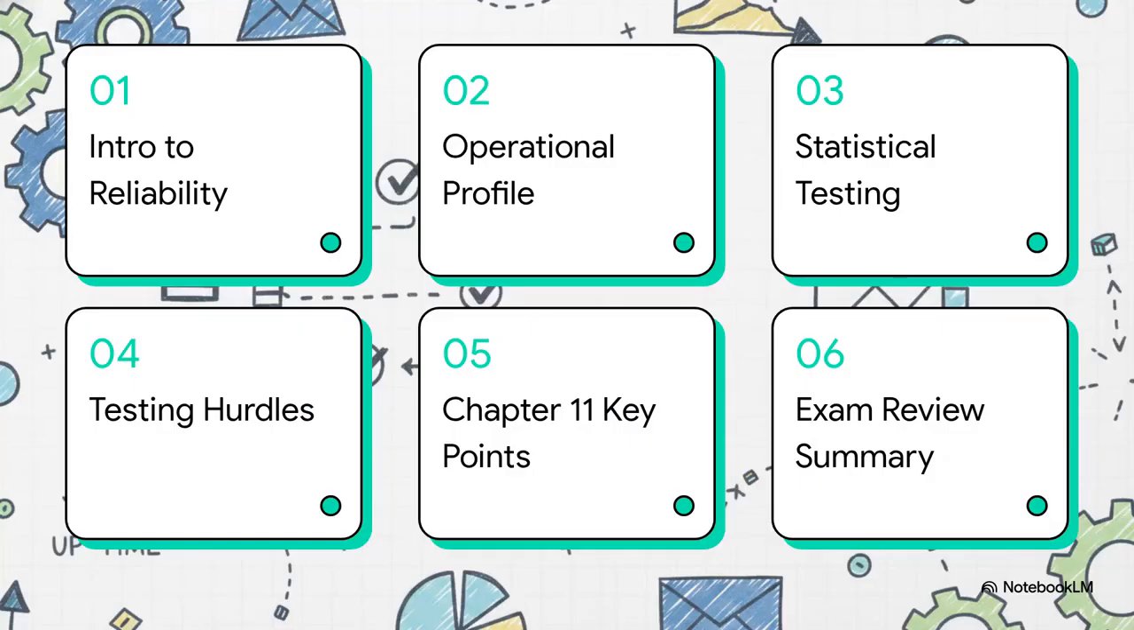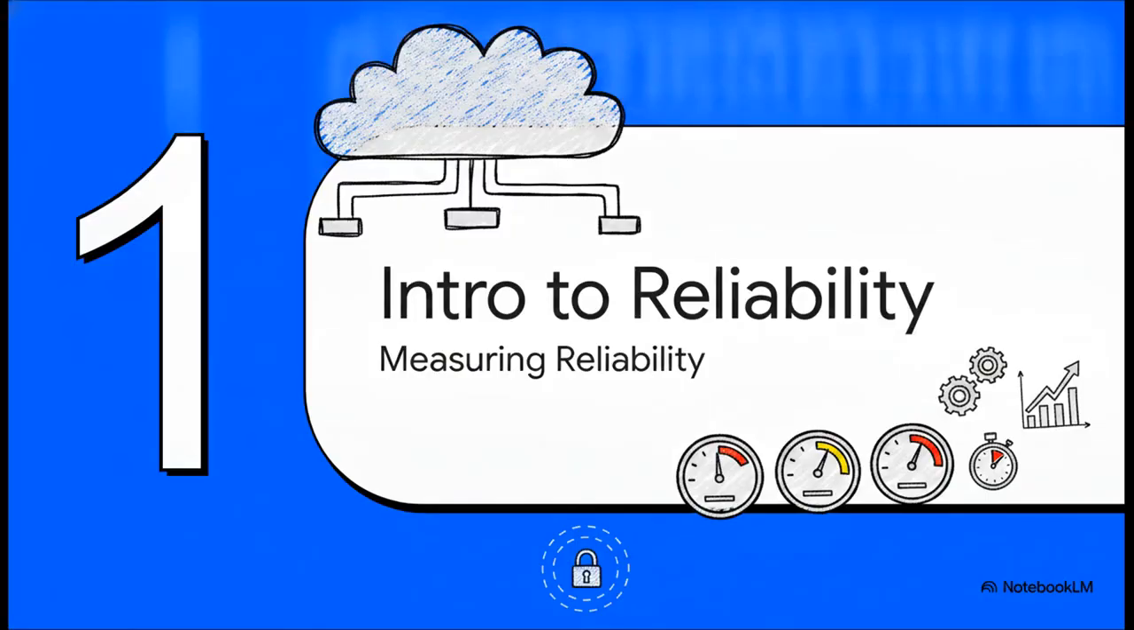Okay, let's take a quick look at our roadmap for today. We're going to build our foundational knowledge sequentially, starting with an introduction to reliability measurement, defining the operational profile, outlining the statistical testing process, and exploring the hurdles we face. Then we'll wrap up the whole thing with a comprehensive review of Chapter 11 to make sure you are absolutely ready for your exams. Let's start with the big picture.